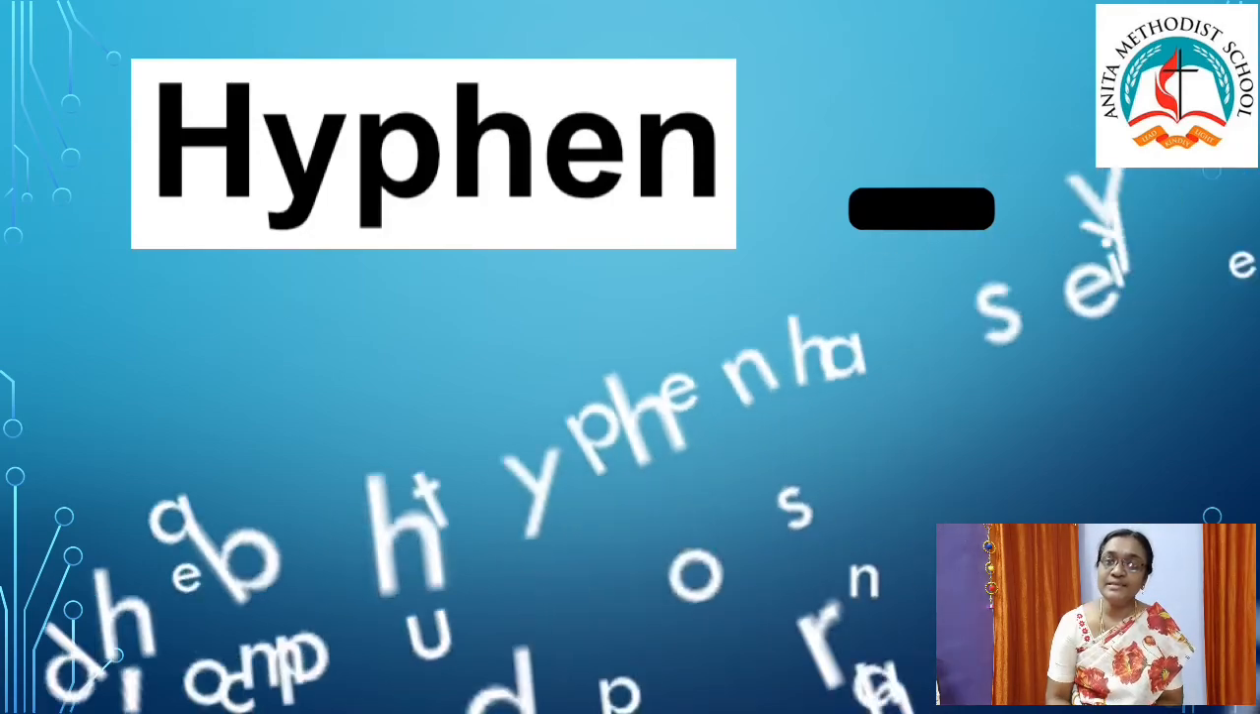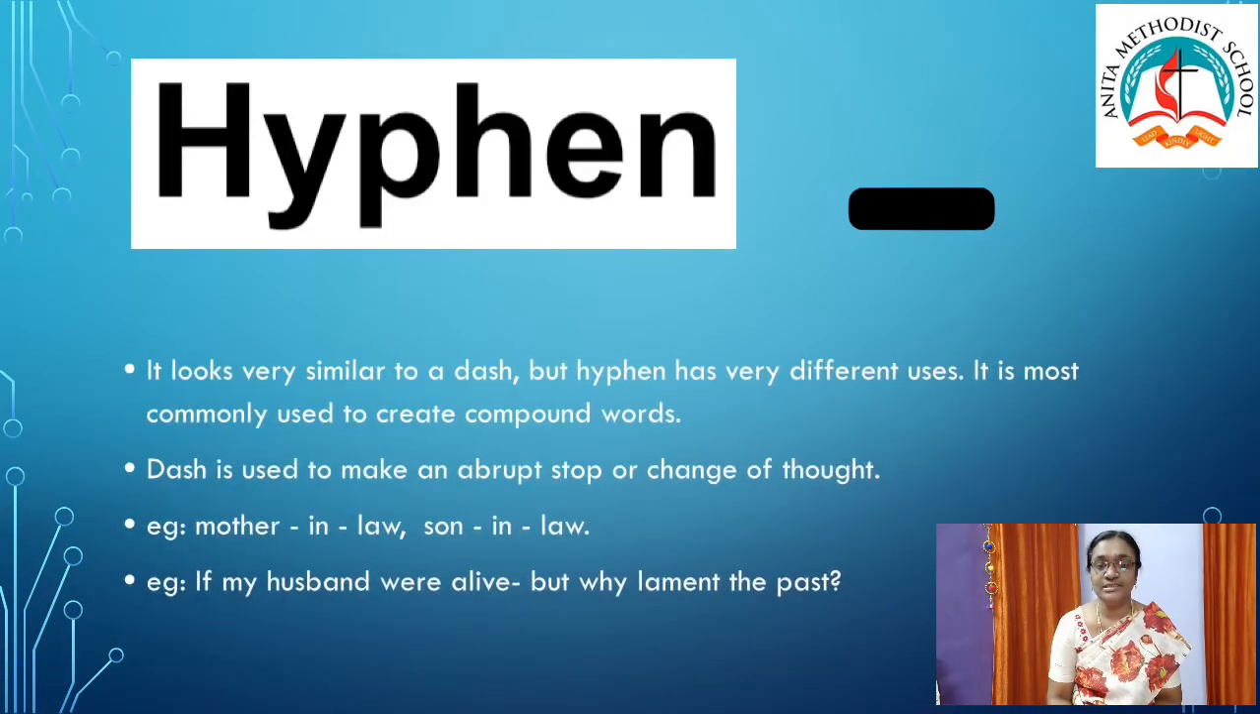The next we are going to see is hyphen or dash. It looks very similar to a dash, but hyphen has very different uses. It is most commonly used to create compound words. Mother-in-law, father-in-law. Can you see the hyphen there? Next example is for dash. If my husband were alive. Can you see the dash? But why lament the past? Just alive and past.